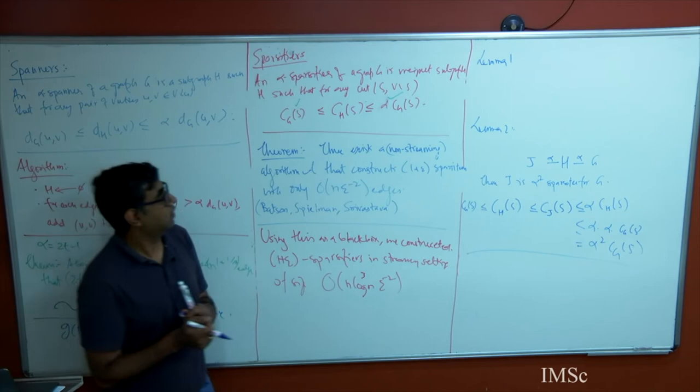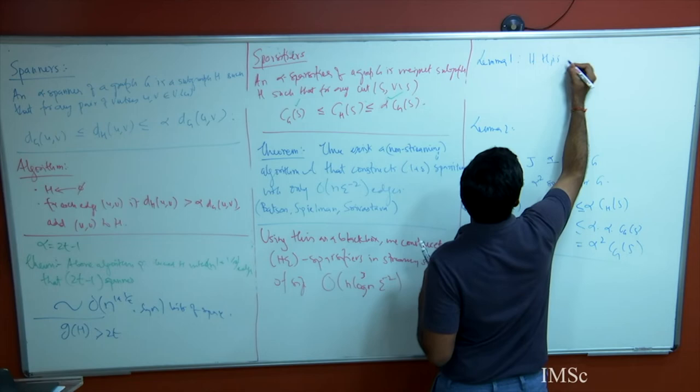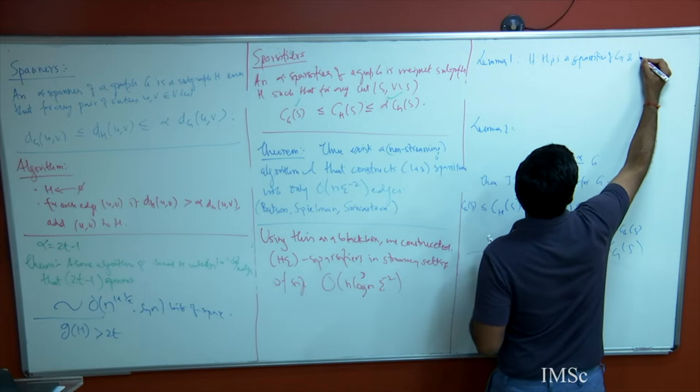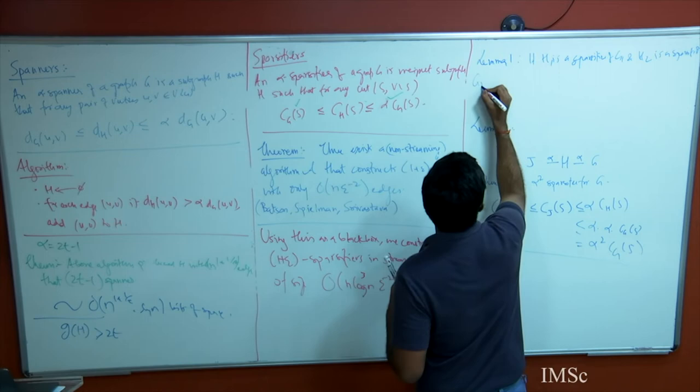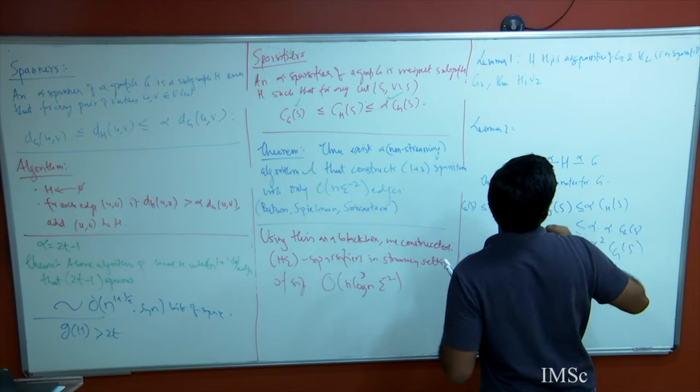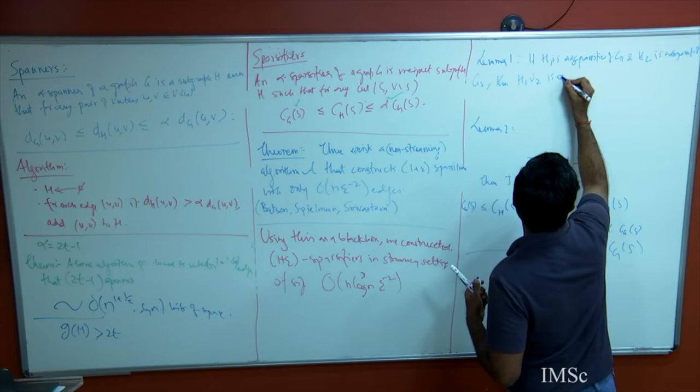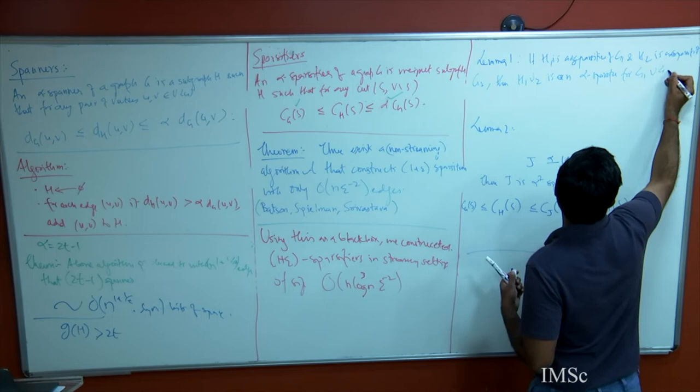And what is the first lemma? The first lemma says that if H1 is an alpha sparsifier of G1 and H2 is an alpha sparsifier of G2, then H1 union H2 is an alpha sparsifier for G1 union G2. Okay, so this is easy to show. It's not very hard.